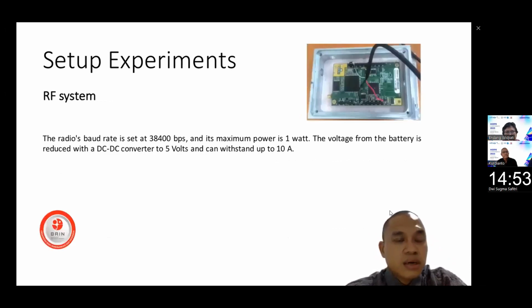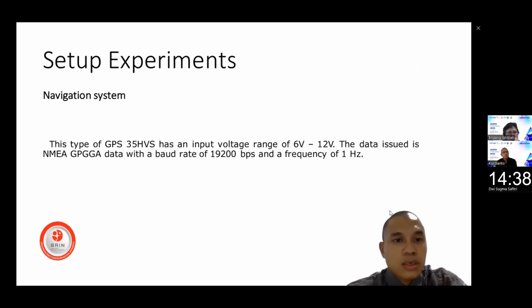Setup experiment about RF system. The radio baud rate is set at 38,400 bps, and its maximum power is 1 watt. Setup experiment about navigation system. This GPS 35XVS has an input voltage range of 6 volts to 12 volts.